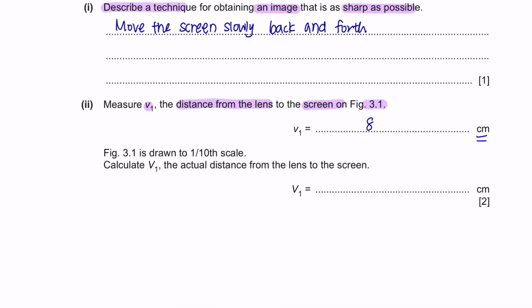Figure 3.1 is drawn 1 over 10th scale. Calculate V1, the actual distance from the lens to the screen. The drawing that we see is 1 over 10th the actual scale, meaning that the actual distance would be 10 times larger, so 8 times 10 would be 80 centimeters.